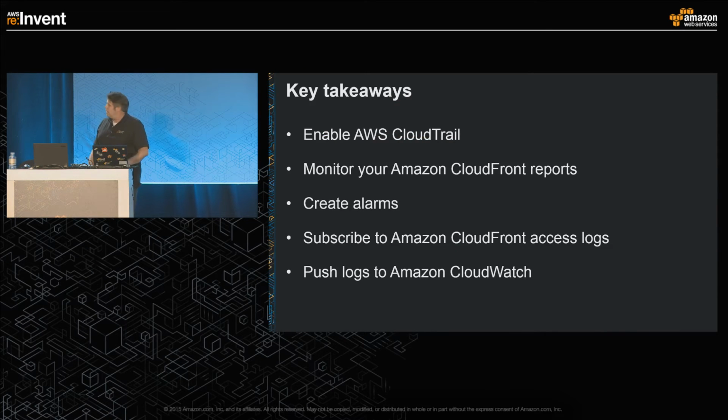So key takeaways: enable AWS CloudTrail so you can track configuration changes, so that if a distribution gets disabled, you're immediately notified and you can take corrective action. Monitor your Amazon CloudFront reports. That's where we talked about how if you get a bunch of incomplete downloads, you're going to want to investigate how you can resolve that. Create alarms on error rates, requests, whatever you think is important. For example, you might want to create an alarm on data transfer because you're cost sensitive. So you can create alarms to trigger when you have over a certain amount of data transfer.